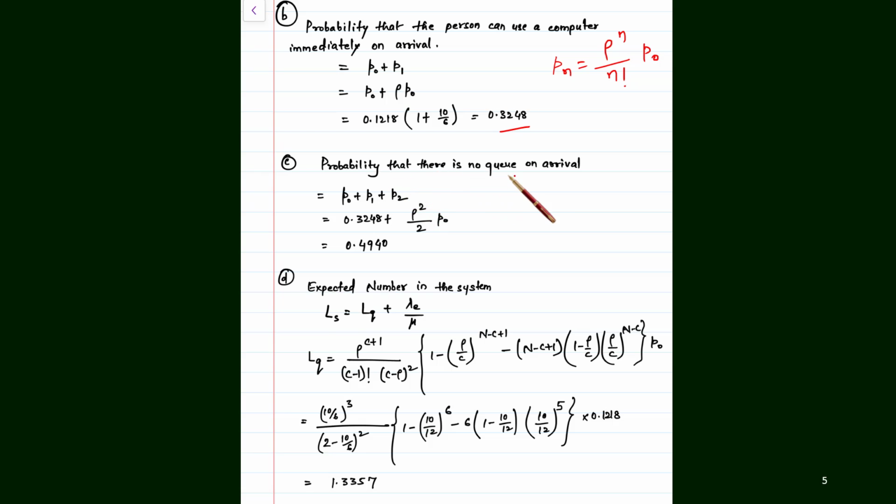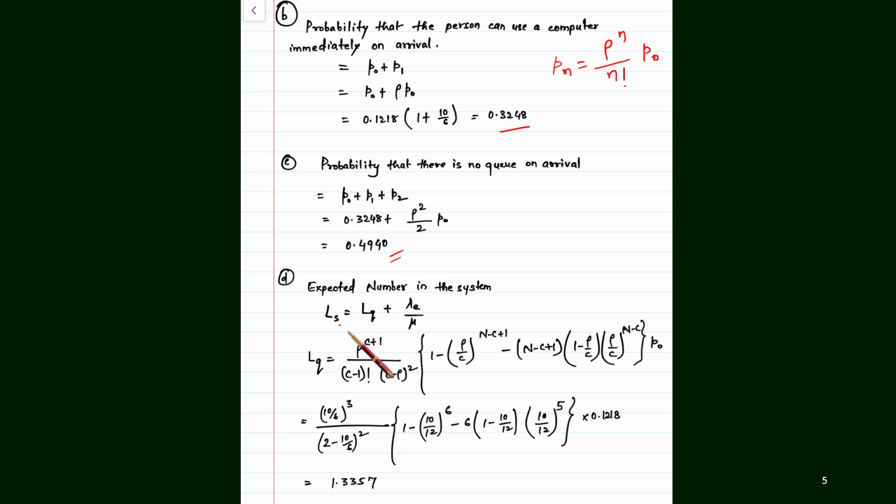Okay, so the probability that there is no queue on arrival. No queue means there is a chance that there is no person in the system, or one computer is busy, or two computers are busy, and apart from that there is no other person. So all will be added. This much is 0.32 for it, plus we have to put n equal to 2 here, so rho square by 2 P naught. So we will get this one.